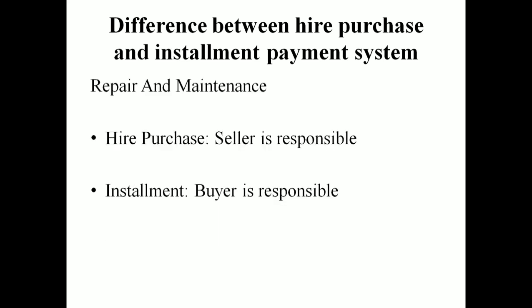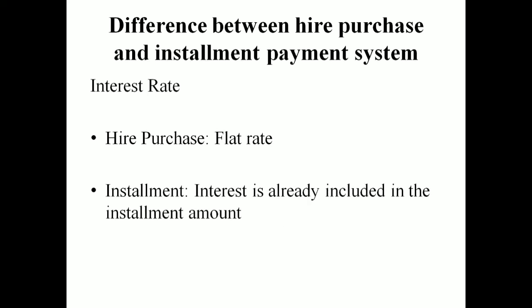Let us see the repair and maintenance of the goods that are purchased in case of hire purchase and installment system. In case of hire purchase, the seller is responsible for the repairs and maintenance of the goods that have been purchased. But in case of installment system, the buyer is responsible for the repair and maintenance of the goods that he purchased. So this is about repairs and maintenance in hire purchase and installment system.